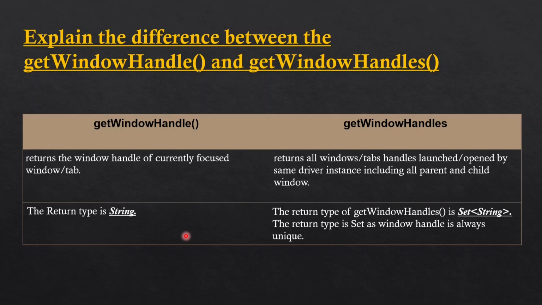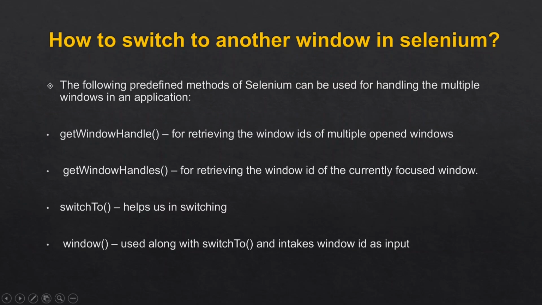because the window handle is always unique and it is dynamic in nature and it keeps on changing. Okay, so that's the reason why it is a Set. So this is the basic difference between getWindowHandle and getWindowHandles. Okay, so the next interview question is how to switch to another window in Selenium.